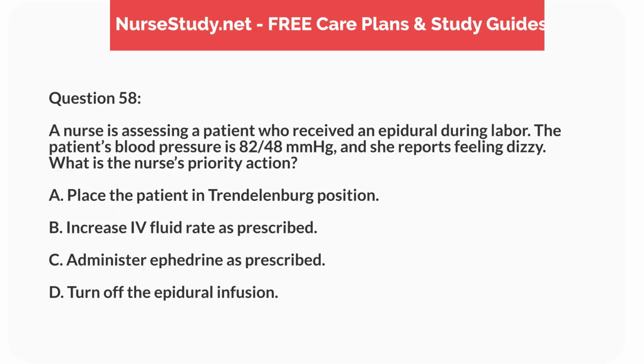Question 58. A nurse is assessing a patient who received an epidural during labor. The patient's blood pressure is 82/48 mm of mercury, and she reports feeling dizzy. What is the nurse's priority action? A. Place the patient in Trendelenburg position. B. Increase IV fluid rate as prescribed. C. Administer ephedrine as prescribed. D. Turn off the epidural infusion.